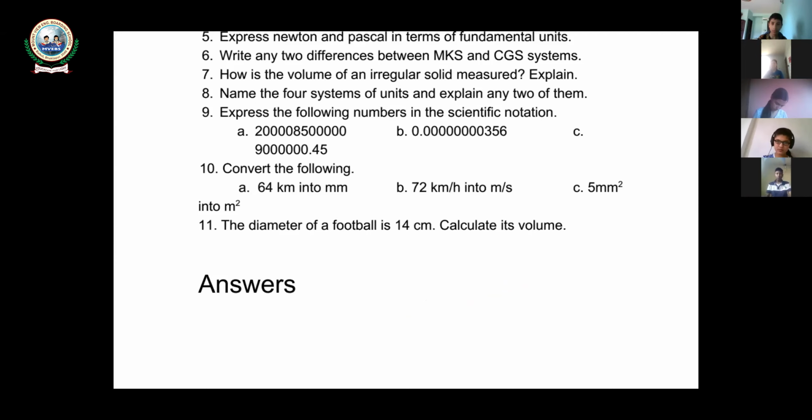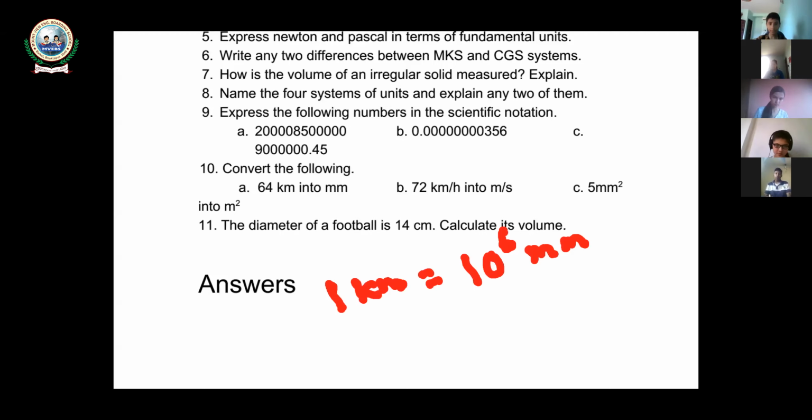Okay, now let's go to number 10. Number 10 is to convert kilometer into millimeter. The relation between kilometer and millimeter is, you know, 1 kilometer equals how many millimeter? 10 to the power 6 millimeter. 10 to the power 6 means it is 10 lakh.